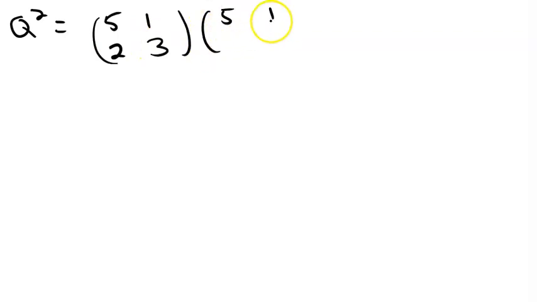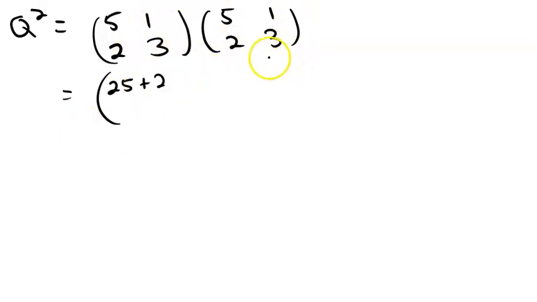Then let's move to matrix Q squared. This will be 5, 1, 2, 3 times 5, 1, 2, 3. So as usual, first row, first column: 5 times 5, that is 25, plus 1 times 2. Then first row, second column: 5 times 1 is 5, plus 1 times 3. Then second row, first column: 2 times 5, that is 10, plus 3 times 2, 6. And then second row, second column: 2 times 1, plus 3 times 3, that is 9.